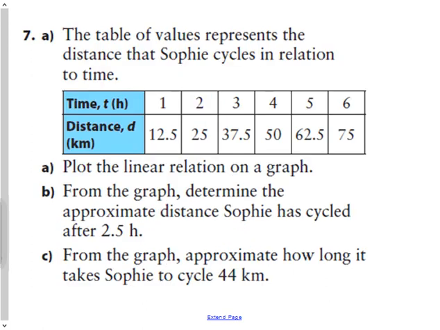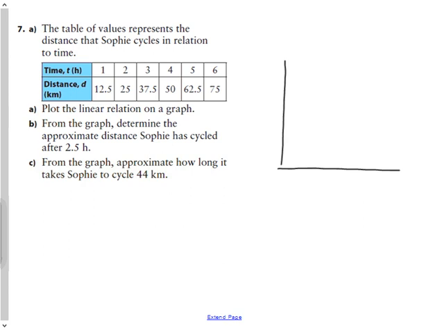Question 7. The table of values represents the distance that Sophie cycles in relation to time. So it says plot the relation on a graph. So for our graph, we're going to have a T and a D. Now the T here is 1, 2, 3, 4. So I'm going to make this axis T, and I'm going to put 1, 2, 3, 4, 5. So this is going to be time, and in brackets we're going to say in what types of units, so hours. 1 hour, 2 hours, 3, 4, and 5.